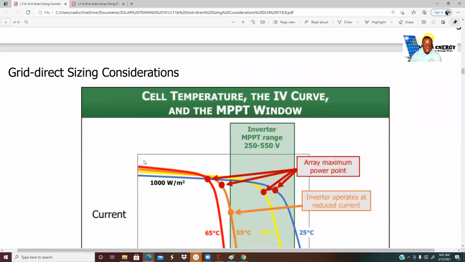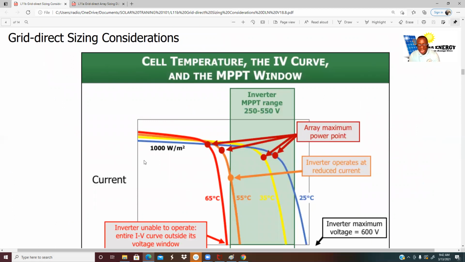The grid direct sizing considerations: cell temperature, the IV curve, and the MPPT window. The inverter MPPT range is 250 to 550 volts. That is the MPPT, maximum power point tracking. The maximum power point tracking of this inverter is between 250 volts and 550 volts. You cannot exceed that. You cannot even go close to 550. You have to stay within that bracket.